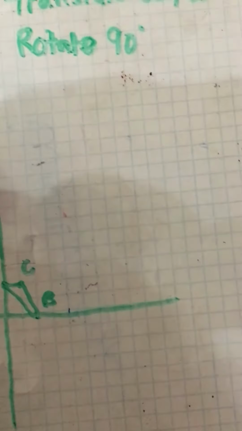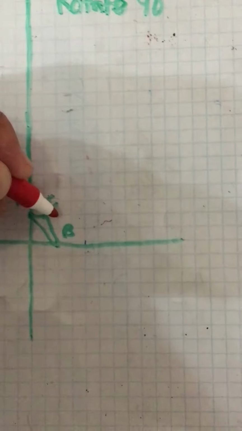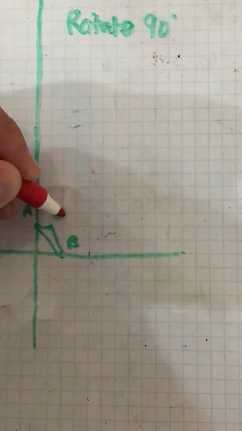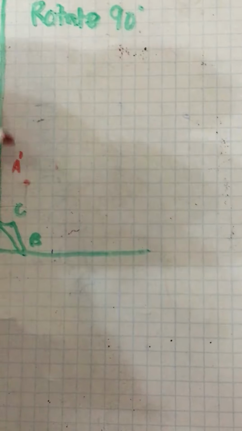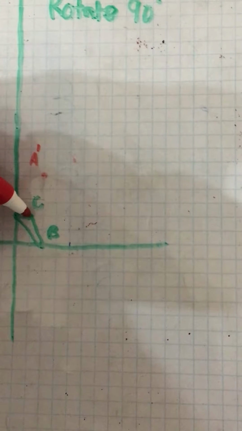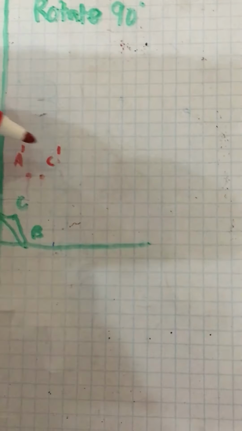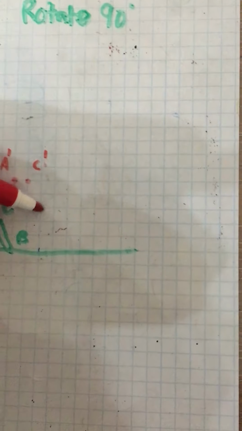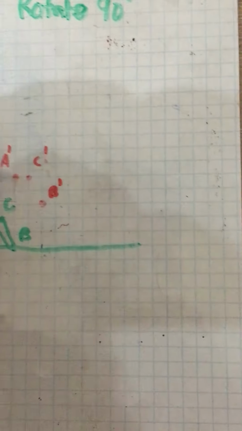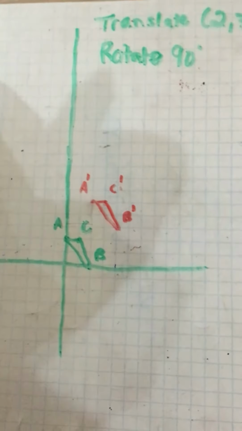So we'll start off with A. So I'm going to move A right 2. So I'm going to go 1, 2, and then I'm going to go up 3. 1, 2, 3. Call this A prime. Now I'm going to move C. I'm going to move C 1, 2, up 3. That's C prime. And then B 1, 2, 1, 2, 3. That's B prime. So that is my new triangle.